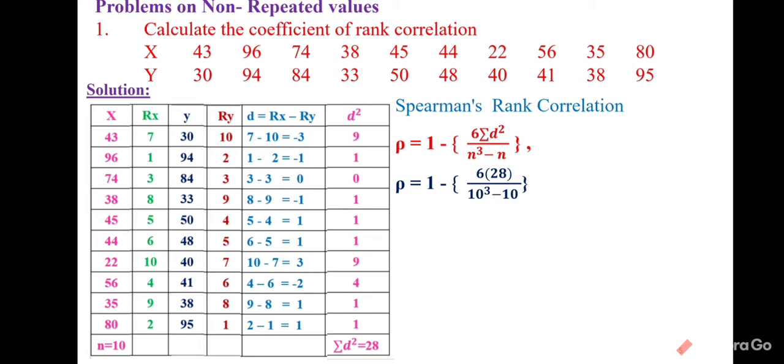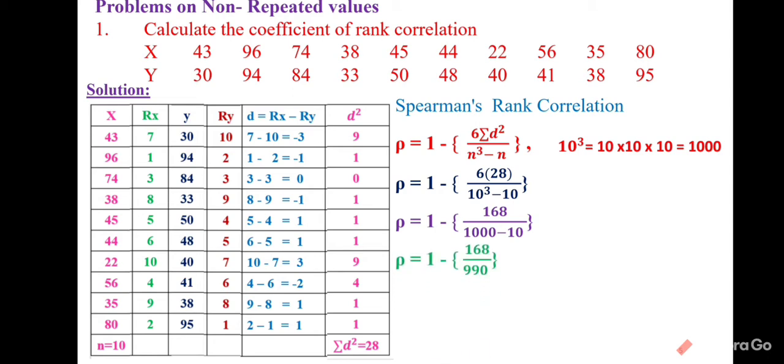So 6 into 28 divided by 10 cube minus 10. After this, we have to multiply 6 into 28, then 10 cube, 10 into 10 into 10. Find the value and we'll substitute: 10 cube equal to 1000. 6 into 28, 168. 10 cube, 1000. 1000 minus 10. Then simplify: 1 minus 168 divided by 990.